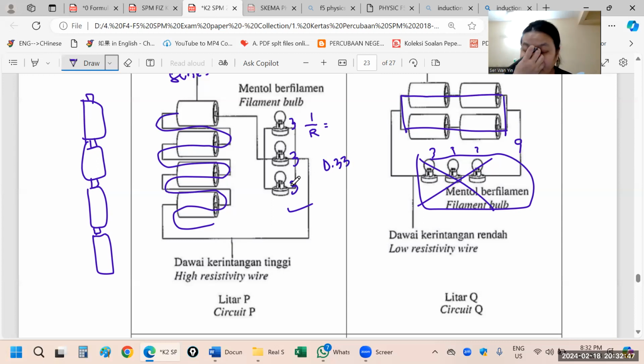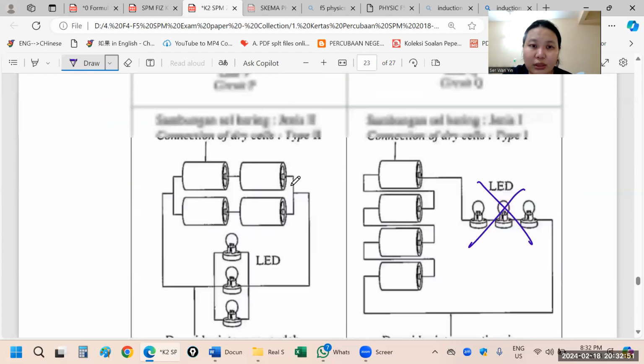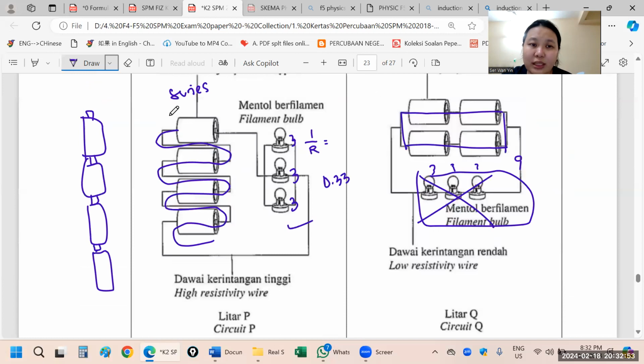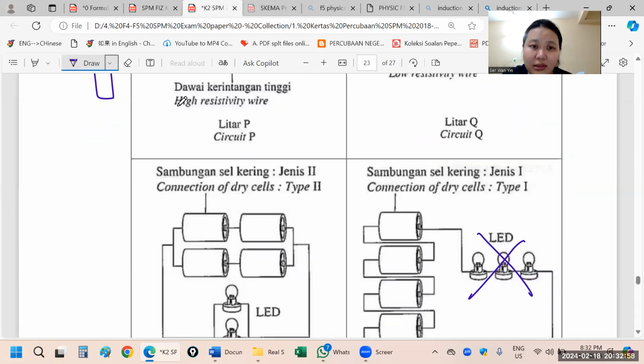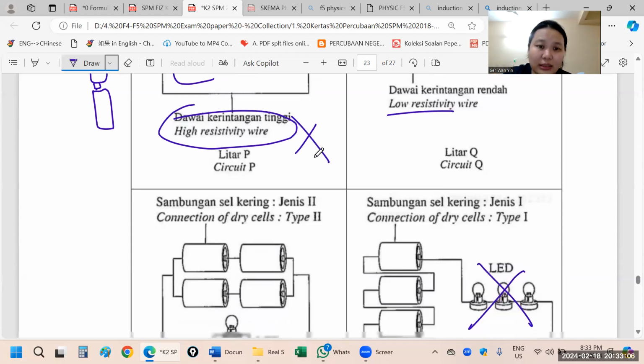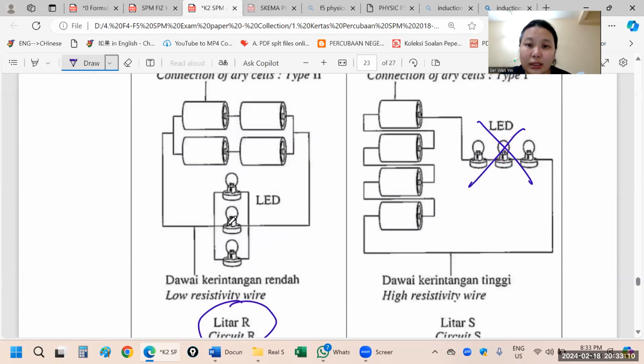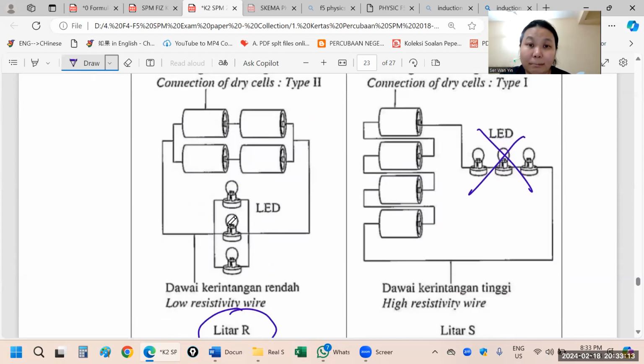So this is called effective resistance, it will be smaller. Okay, effective resistance will be smaller. But if this one is series, then the voltage will be too high. Voltage will be too high, and some more you can see high resistivity wire. We don't want that, we want low resistivity. So the answer is this only.